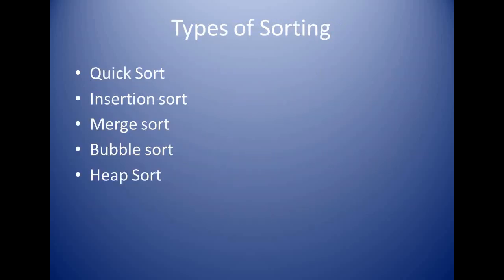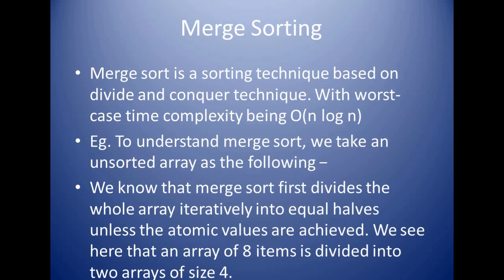The types of sorting are quick sorting, insertion sorting, merge sorting, bubble sorting, and heap sorting. Today I am going to discuss one of the sorting techniques, merge sorting. Merge sorting is a very important technique which works under the divide and conquer technique. What do you mean by divide and conquer? It works under the modularity concept: a large task is subdivided into several modules, and finally we arrange the elements in ascending or descending order. That is the simple principle of merge sorting.